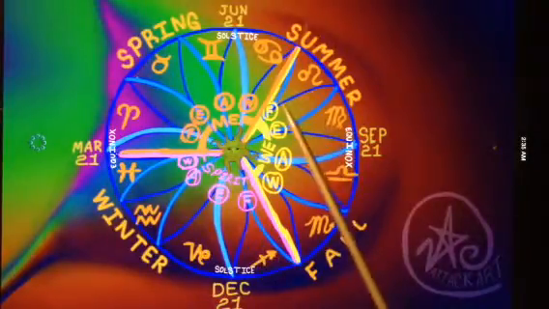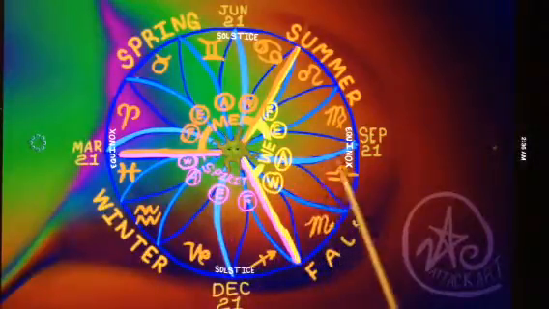Taurus is an earth sign. It's a cardinal earth sign. And Virgo is a fixed earth sign. And Capricorn is a mutable earth sign. So these are important. Later on you'll see why. But just so you get the idea that there's three: cardinal, fixed, and mutable.